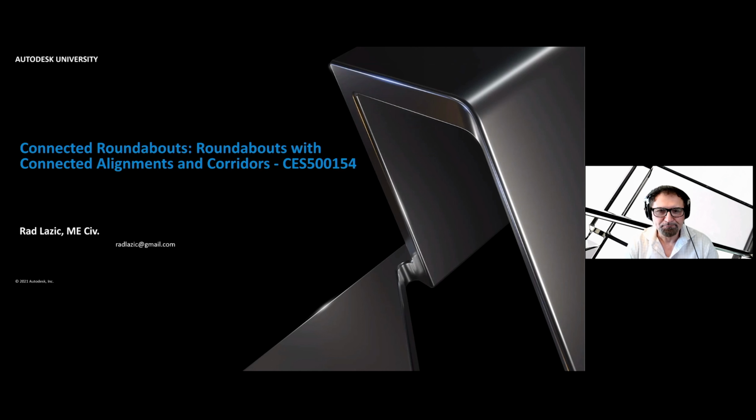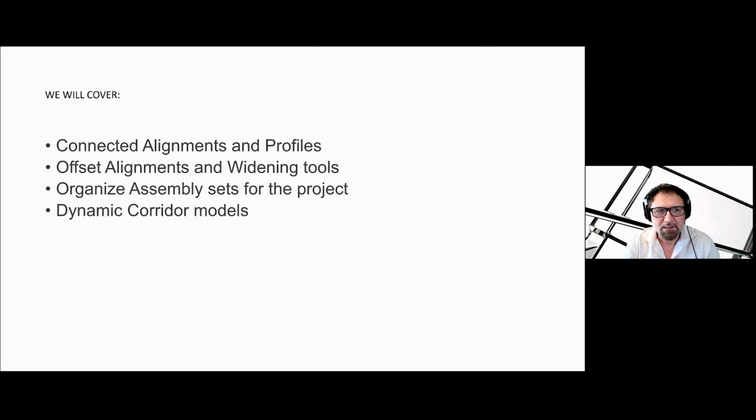So today, we're going to talk about connected alignments. This is a feature in Civil 3D that enables us to work better and faster with intersections, and the application is also on interchanges. Then we're going to utilize some offset alignments and widening tools for fine detail. Then we're going to use the assembly and corridor technology to complete the design.